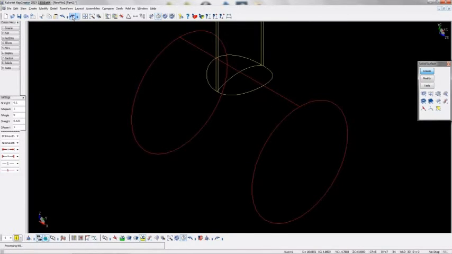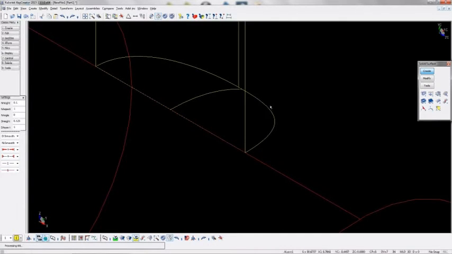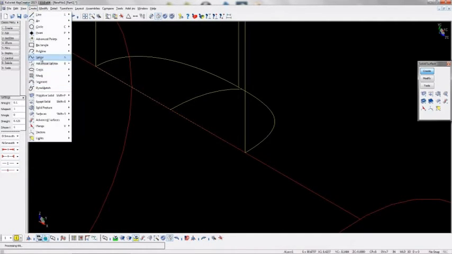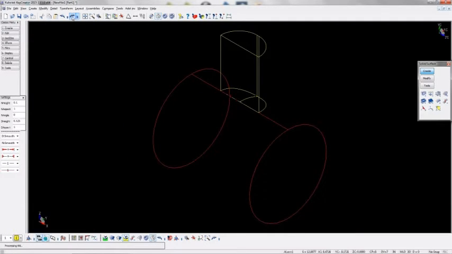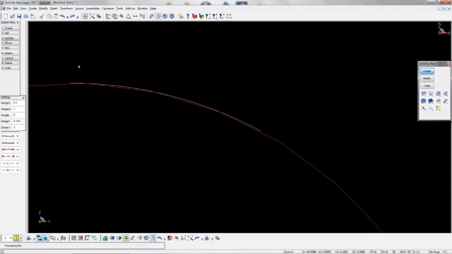Created a solid, trimmed it to the OD of the diameter, split the solid in half. Then I joined these 3 entities here on the bottom here. Create, spline, NURBS chain, these 3 guys together to a NURB spline. Okay, and that NURB spline now follows the radius.